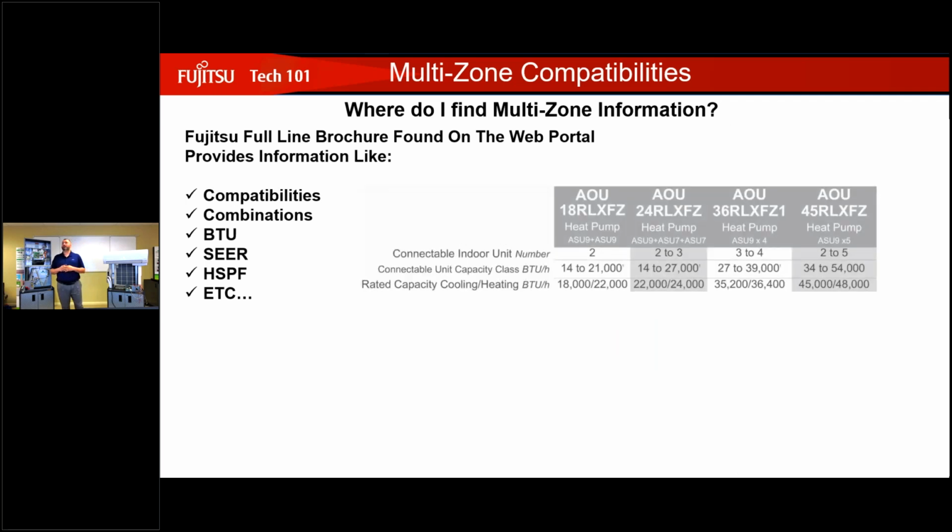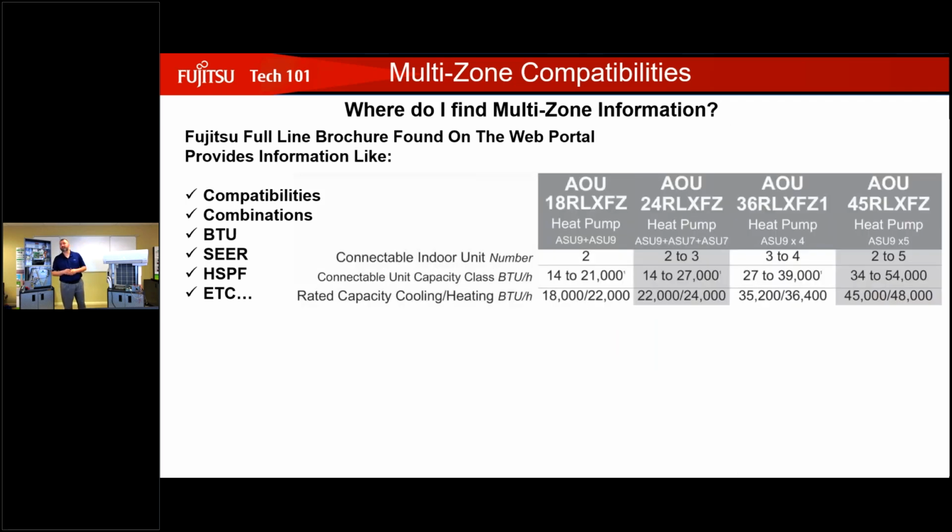All right, so as you can see here, our 18, our 24, our 36, and our 45, we have specific ground rules that we have to go by strictly. These are all tested by Fujitsu to work. On the 18,000 BTU unit, we can connect from 14,000 to 21,000 BTUs. So we could do 2 7s on this unit. We could do a 7 and a 12, even though it's 19.